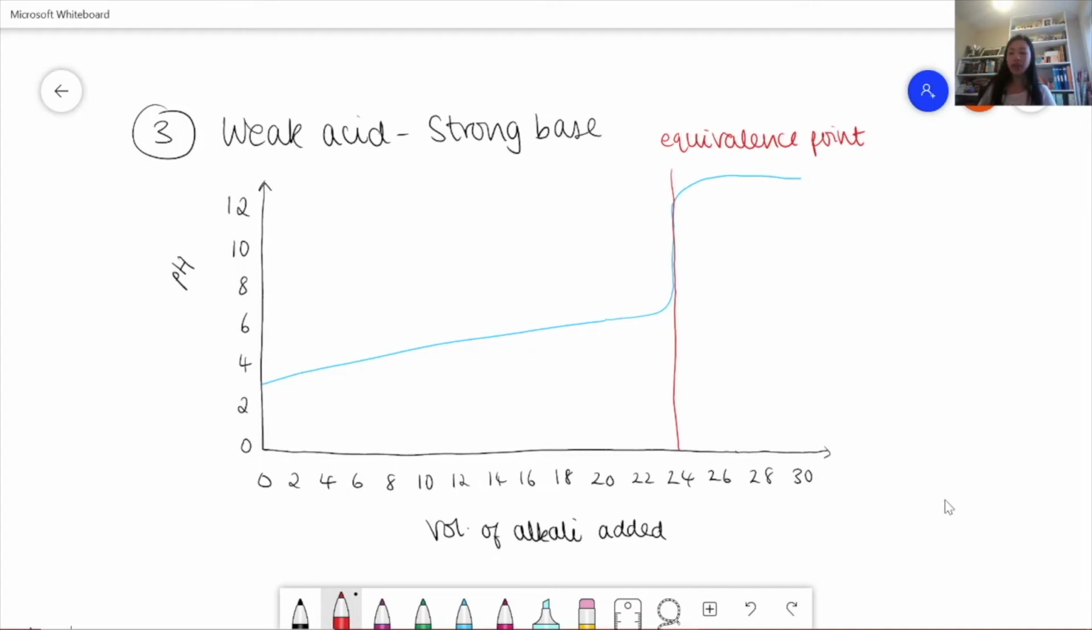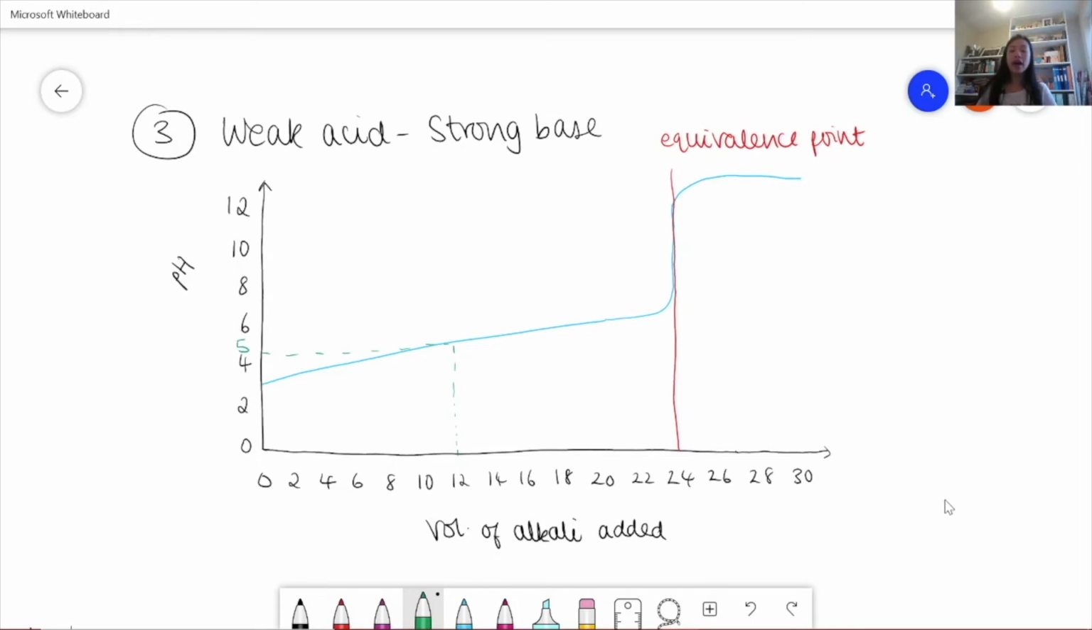What we can do with this curve is that we can find out where half neutralisation occurs. So half neutralisation is when half of the acid has been neutralised. And so because the equivalence point is at 24 centimeters cubed of alkali added, that means that the half neutralization point occurs when the volume of alkali added is half of 24. So it would be at this point here at 12. And so we would draw two straight lines, and it's about 5, the pH.